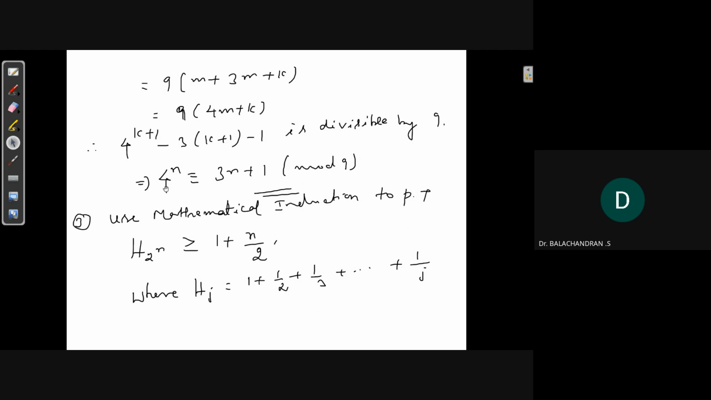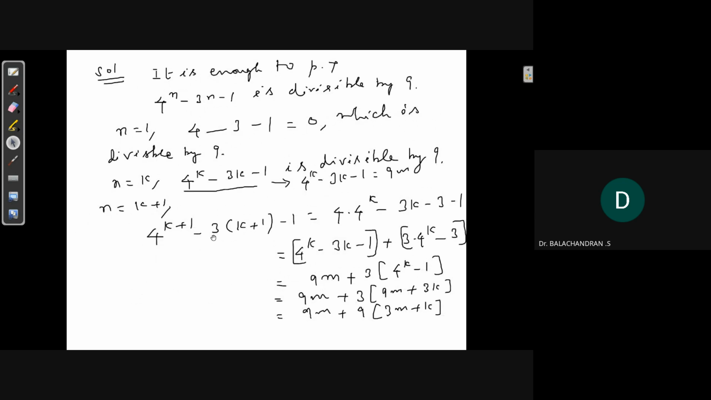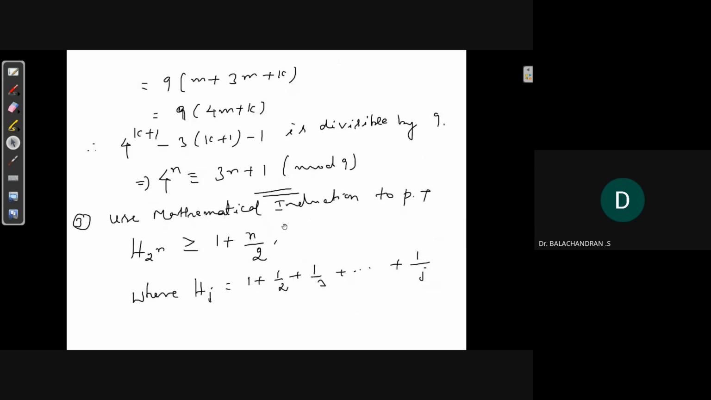So we proved the statement is true for n equal to k plus 1. You can see the left hand side, 4 power k plus 1 minus 3 into k plus 1 minus 1, is equal to 9 into 4m plus k. So this expression is divisible by 9. So we proved the statement is true for n equal to k plus 1. Therefore the statement is true for any n. So 4 power n is congruent to 3n plus 1 mod 9. So that's all the proof.